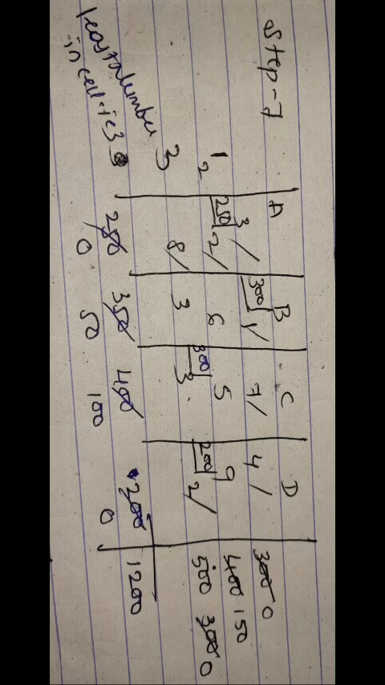Here by considering the demand and supply, the least value is 300. For that reason I will allocate 300, and here row wise it becomes 0, and column wise it is 100. Now that entire row becomes 0.